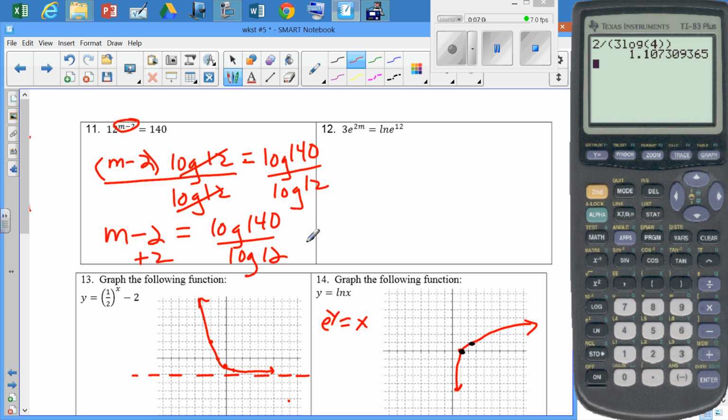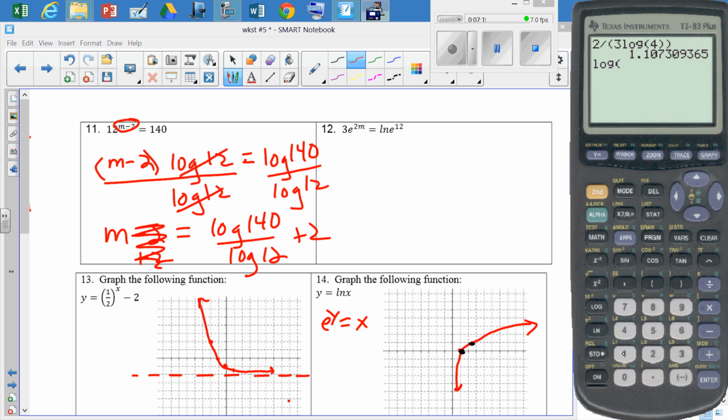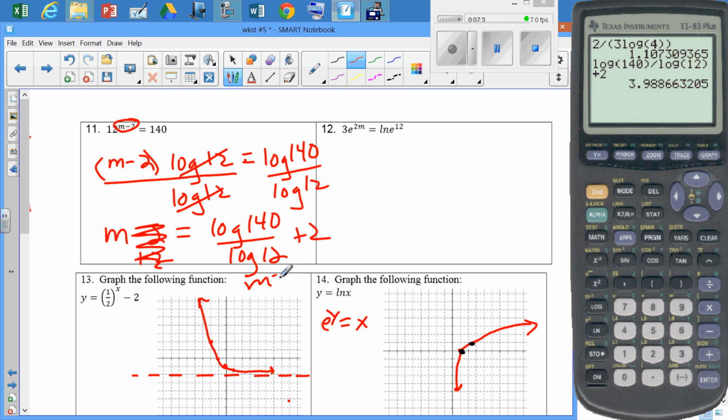Now to solve this I have to add 2, so that gets rid of that. And now I'm going to type it in just like this on my calculator. So I have log 140, close that parenthesis, divided by log 12, close that parenthesis. That's the fraction we want, and then we're just going to add 2 to that. The 2 does not go in the denominator, and we end up with 3.988. So n is about 3.989.